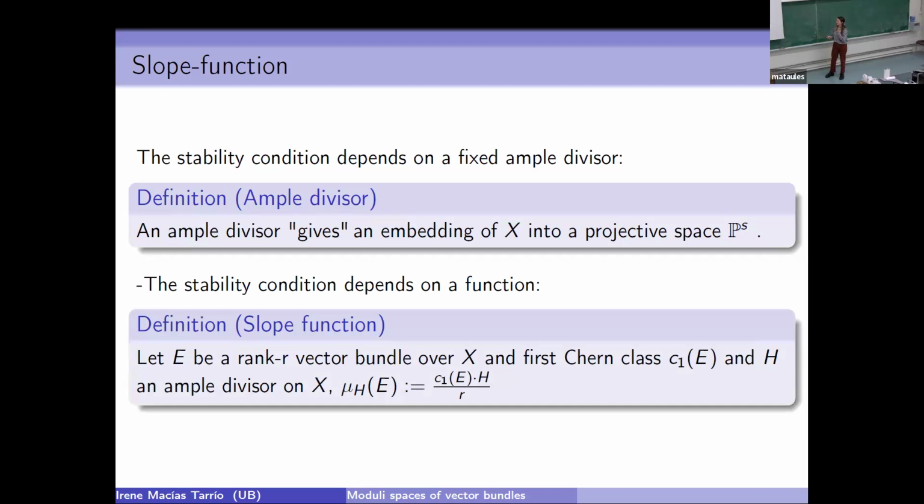So we have a vector bundle with fixed invariants. It has rank R and it has Chern classes. We take the first Chern class, which we can see as a divisor, and we fix an ample divisor. So we can define this function: the intersection product between the first Chern class and our ample divisor, divided by the rank. So this is no more than a rational number. Once we fix an ample divisor, we can define this function.